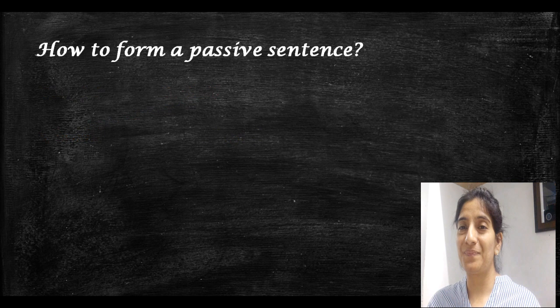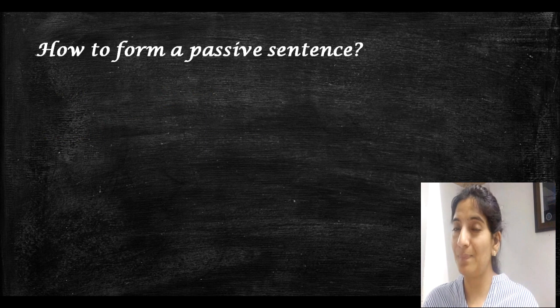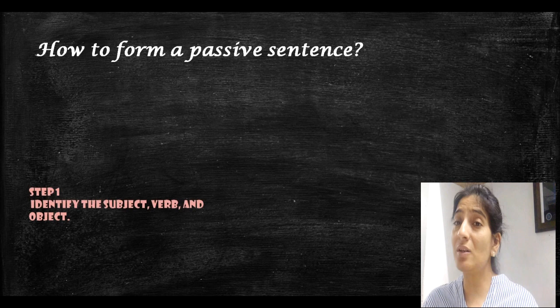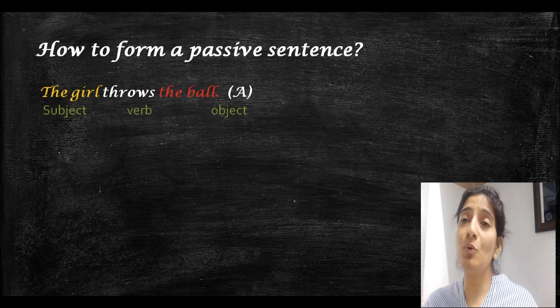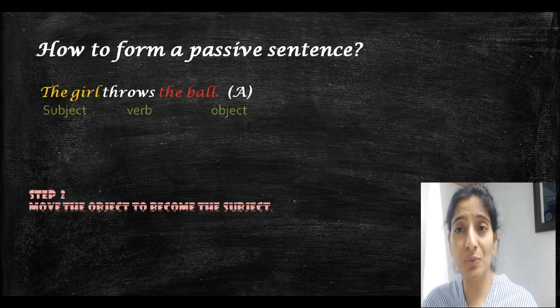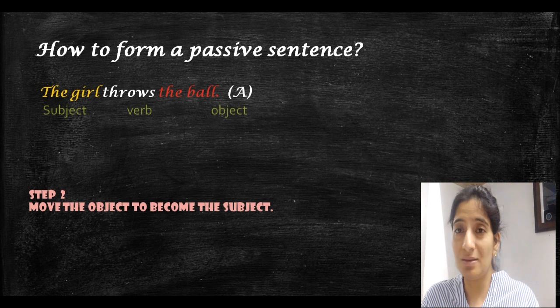Okay, to make the passive form we need to use the passive tense, and there are 6 steps to turn an active sentence into a passive. So you might want to take a notepad out so that you can take down the notes as we go. So first step is to identify the subject, the verb and the object of the active sentence. And the second is to move the object to become the new subject of the sentence, which is the ball.